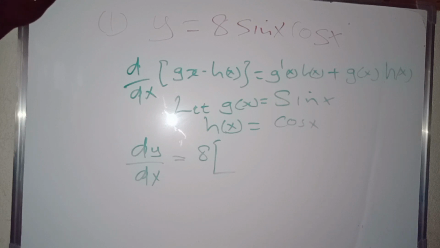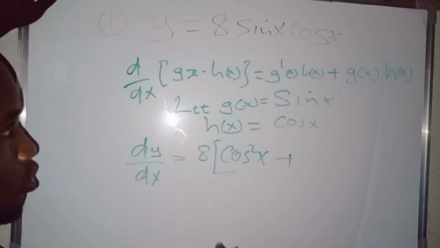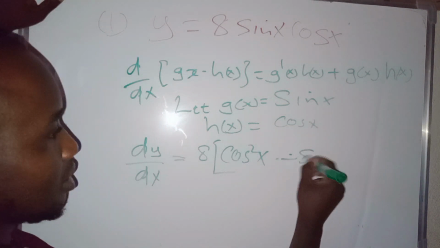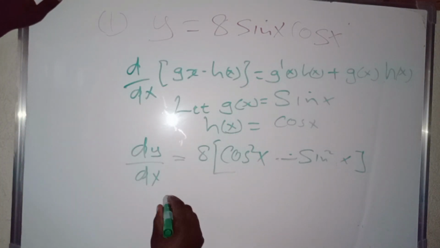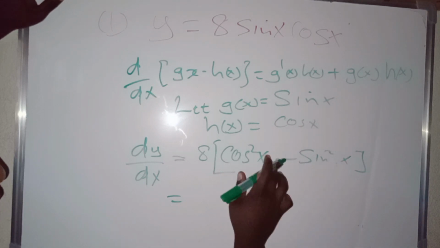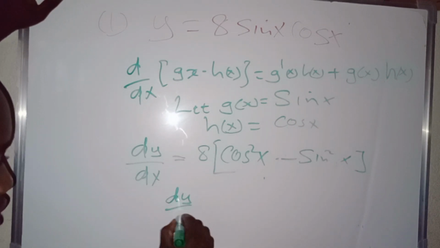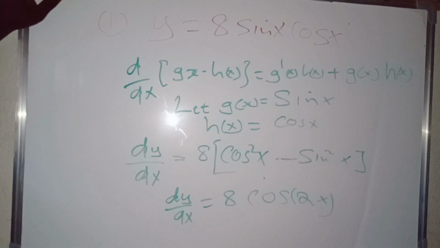dy all over dx is equals to 8 times derivative of sine x, which is cos x, times cos x is cos squared x, plus g(x) is sine x multiplied by derivative of cos x, and derivative of cos x is minus sine x, so minus sine x. Simplify it further: cos squared x minus sine squared x is equivalent to cos 2x from our trigonometric identity. dy all over dx is equals to 8 cos 2x. This is your required solution.